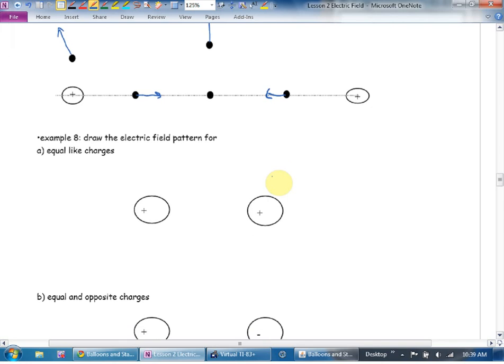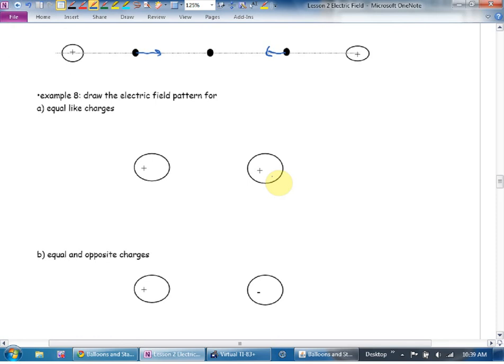And this is going to bring us to electric field diagrams, and I will be asking you to do these on your test. It says, draw the electric field pattern for equal like charges. So, Gordon, if the charges are equal, what will you say about the number of lines here compared to the number of lines here? The same. Put your pencils down and watch. Here's how we draw this. Like charges do what?